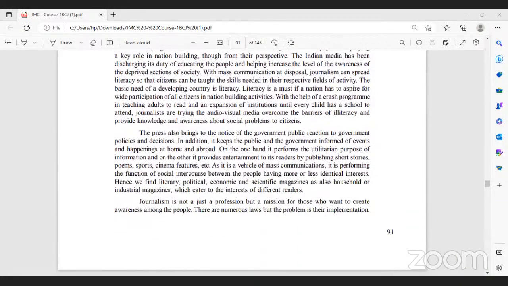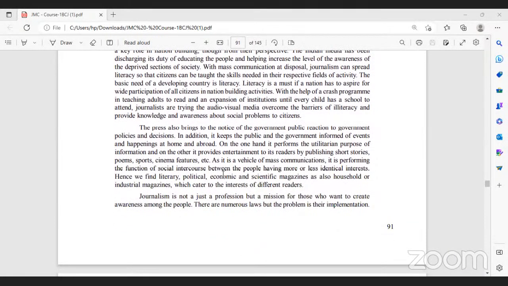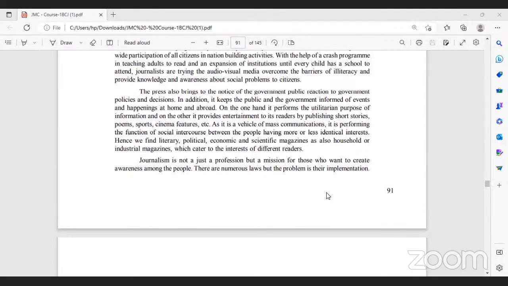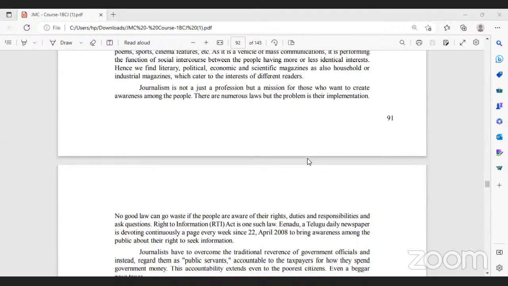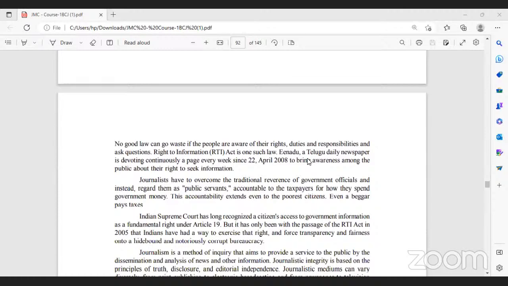The press also brings to the notice of the government the public reaction to government policies and decisions. It keeps the public and the government informed of the events and happenings. However, one should understand that journalism is not just a profession but a mission, to create a difference in society by bringing correct awareness among the people, talking about their equality, rights, and justice.